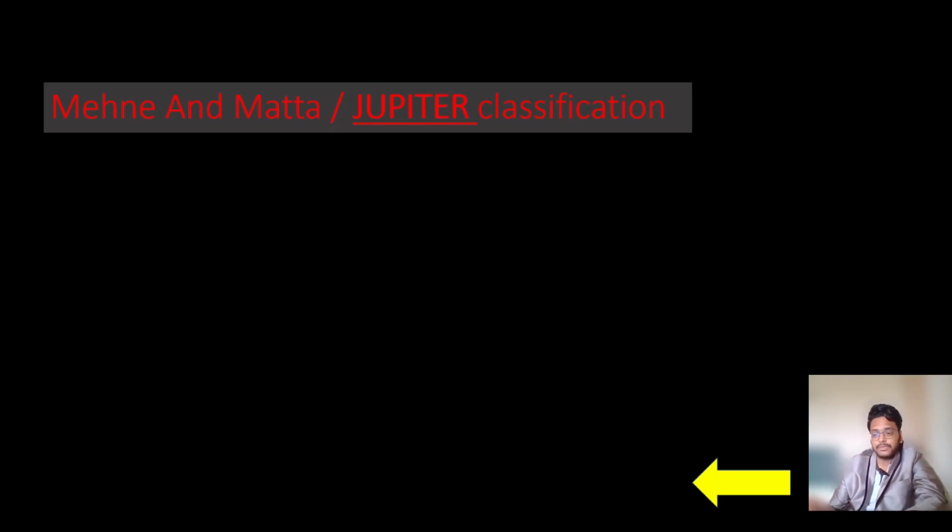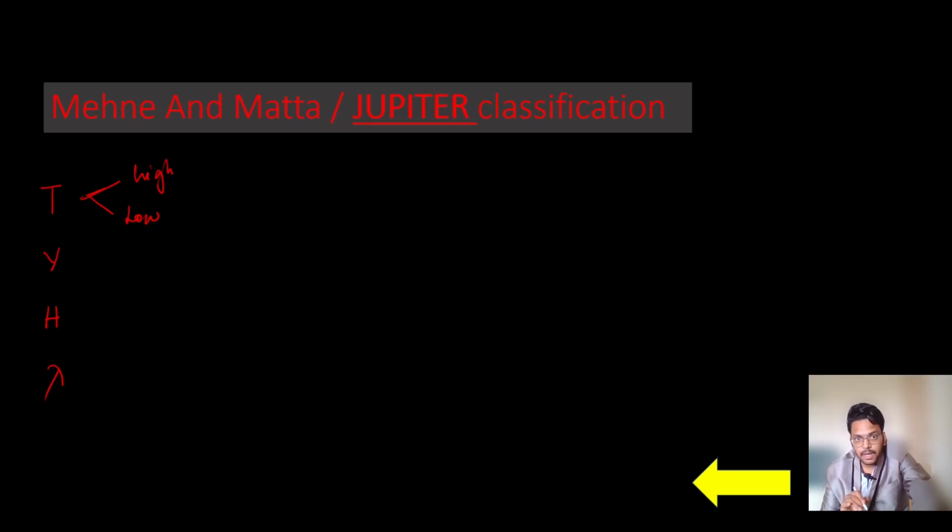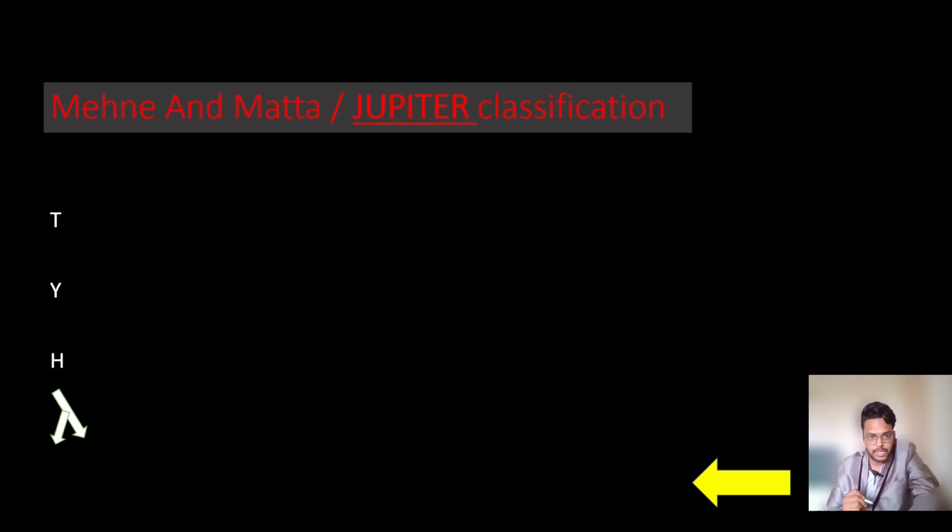Coming to the Jupiter classification, it is also called the Mehne and Matta classification. Jupiter classification is for both the columns. If both the columns are involved, it is Jupiter classification. There is a mnemonic for this. You can remember it as T, Y, H and lambda. These letters indicate the fracture pattern. So in Jupiter classification, you remember these letters for remembering the fracture classification pattern.